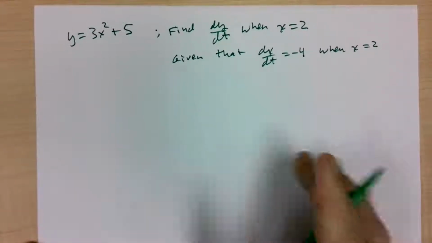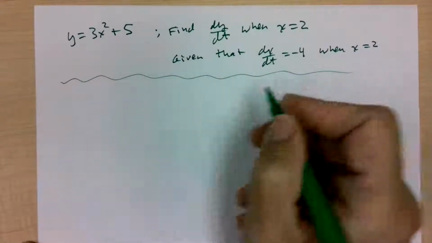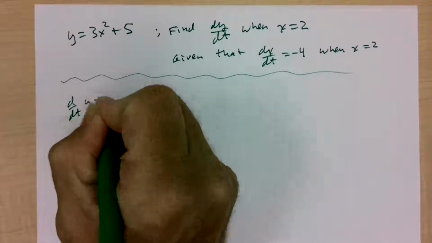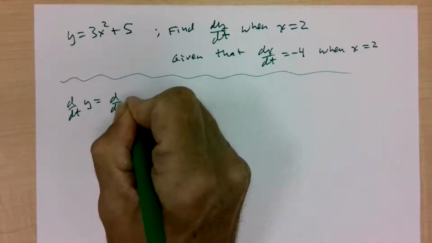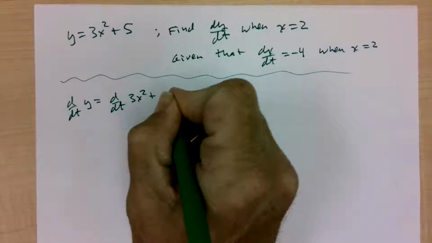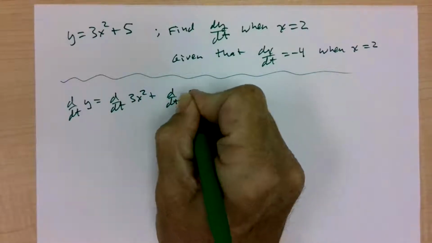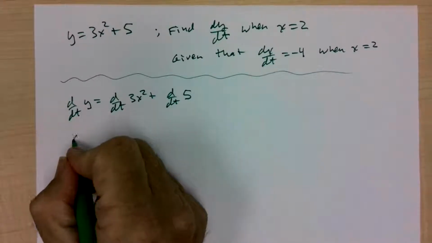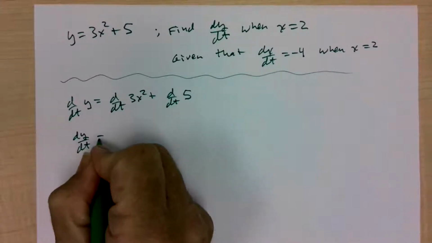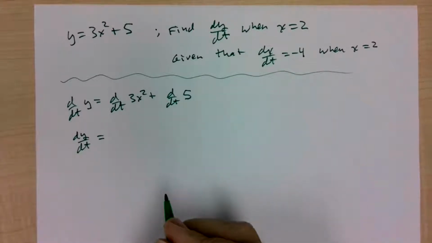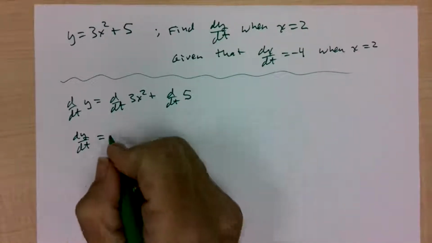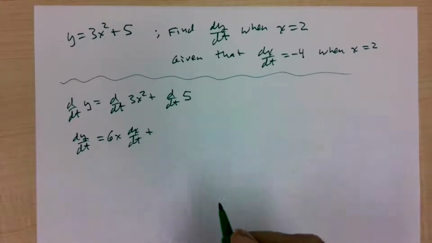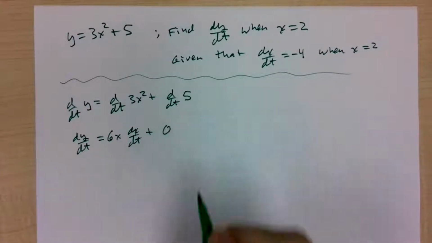So here's our process. We're going to take the derivative with respect to t of both sides. The derivative with respect to t of y equals the derivative with respect to t of 3x squared plus the derivative with respect to t of 5. The derivative of y is dy/dt. The derivative of 3x squared is 6x dx/dt, plus the derivative of 5, which is just 0.